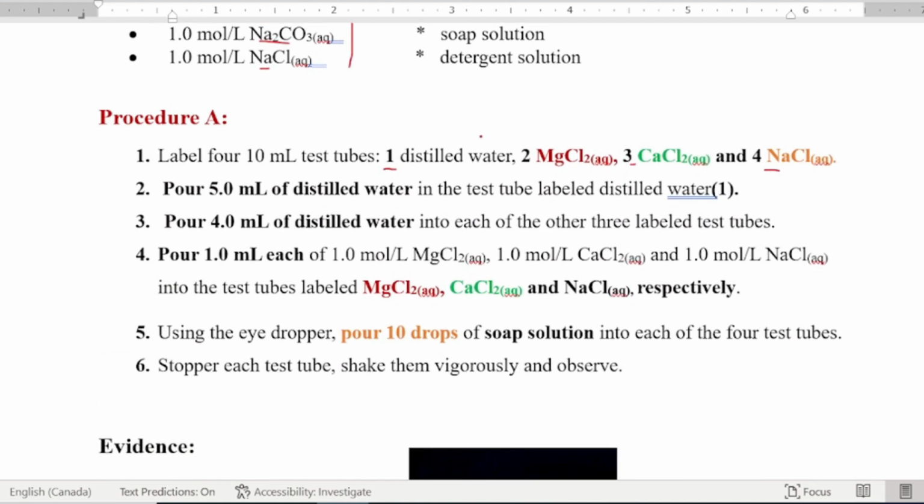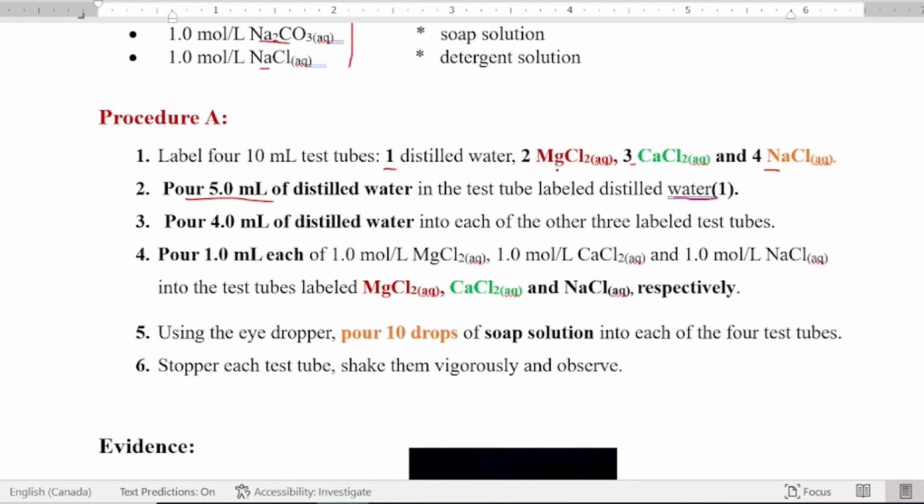You have 4 test tubes. You label them: number 1, distilled water; number 2, magnesium chloride; number 3, calcium chloride; and the 4th one, sodium chloride. So what you'll do in the first test tube, you pour 5 milliliters of distilled water into the one that's labeled 1. Only distilled water that one will have.